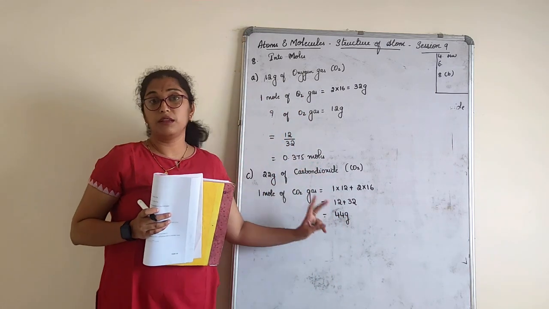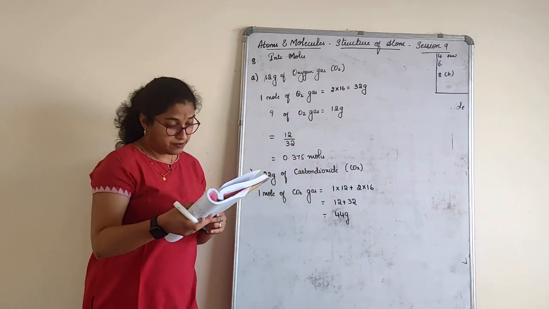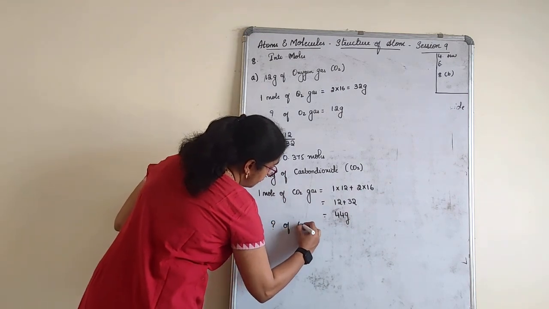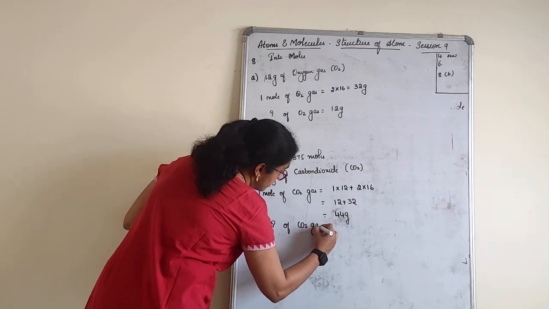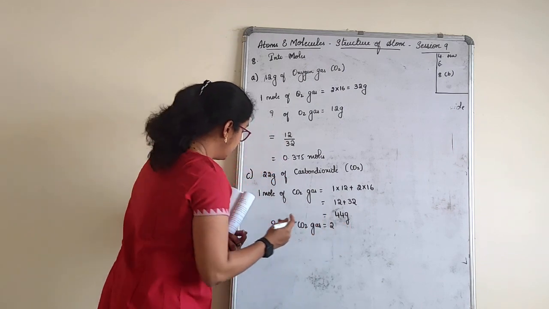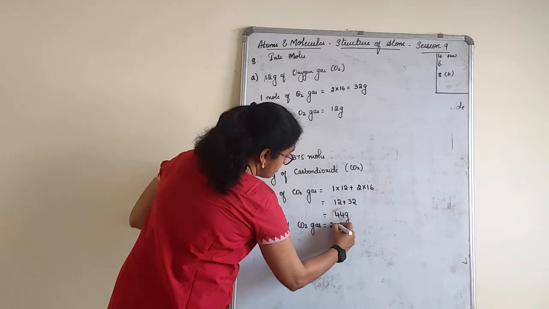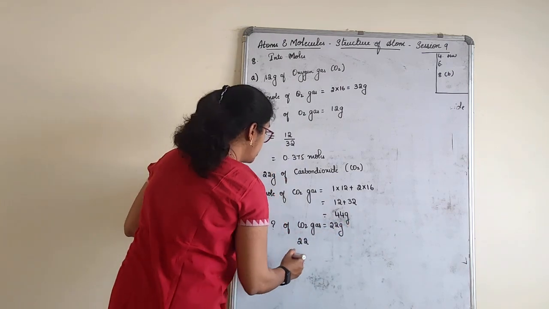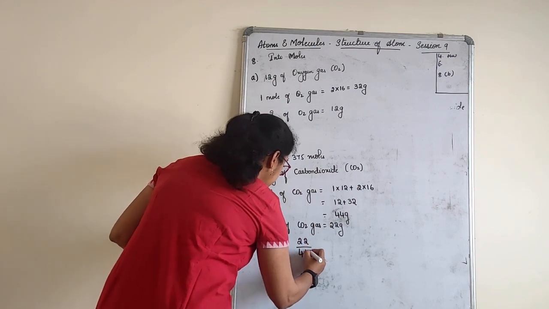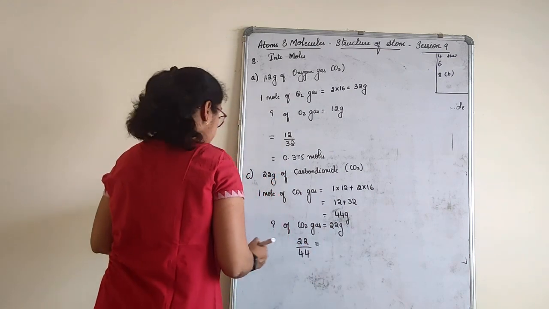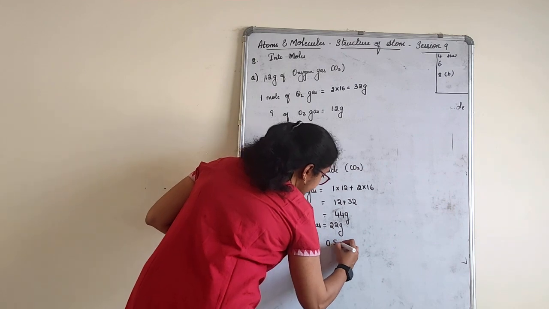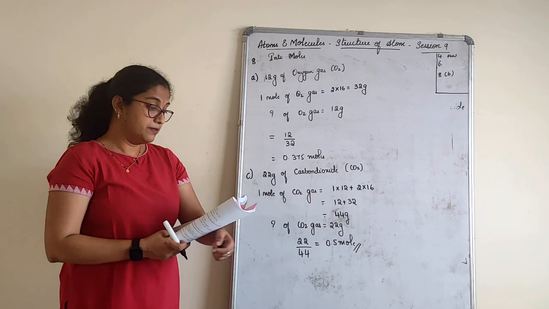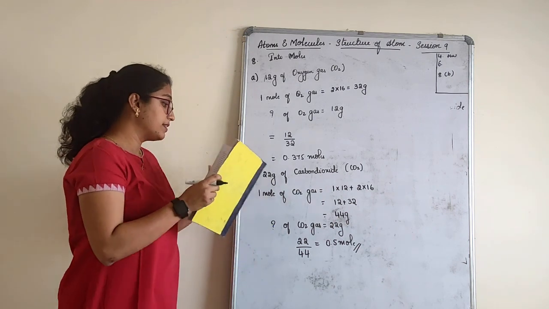Carbon dioxide molecular mass, what you have to find here, 44 grams. Okay. Therefore, how many moles of CO2 gas is equal to, what is the question? 22 grams. So it is 22 divided by 44, which is nothing but 0.5 mole. Very simple. Okay. The next one.